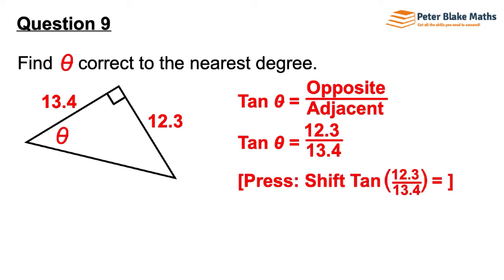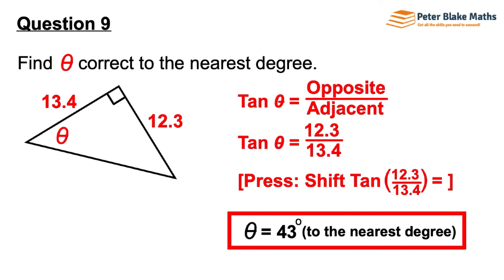Remember, we're pressing shift in these questions, shift tan. We'll do the fraction carefully in the right order, 12.3 over 13.4. We'll put another bracket and we'll press equals. And we're expecting a decent size answer for our angle here. Theta equals 43 degrees once we've rounded off to the nearest degree. Once again, if you have a 0 type answer, a really small angle for your answer, you've forgotten to press shift.